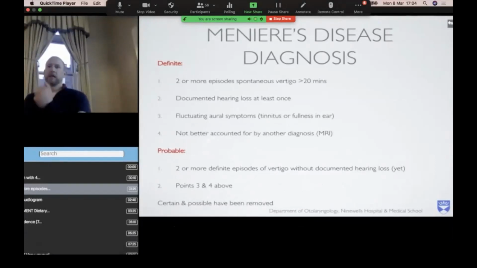You need to know definite and probable. Definite is 2 or more episodes of vertigo lasting for 20 minutes or more, with hearing loss that you've documented on an audiogram at least once. They will have fluctuating symptoms, whether it's tinnitus or fullness in the ear, and it's not better accounted for by another diagnosis, so an MRI scan, in all intents and purposes.